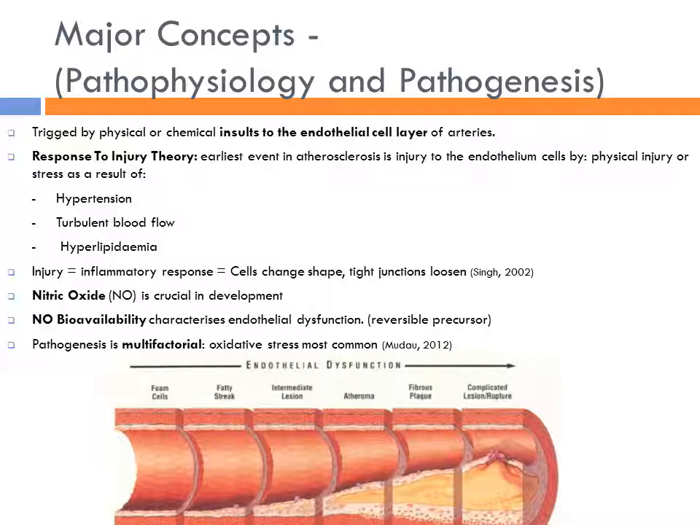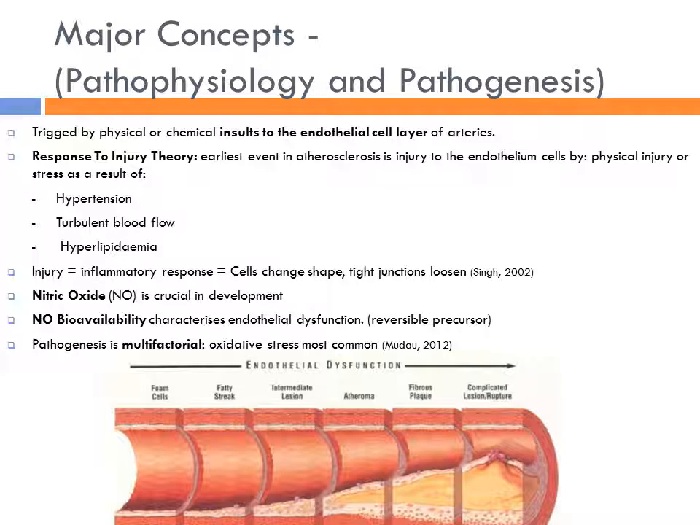Studies also discuss nitric oxide being crucial in determining whether atherosclerosis will develop or not. Nitric oxide bioavailability also characterizes endothelial dysfunction, which is now recognized as a reversible precursor of atherosclerosis. Consequently, these cause an inability of the endothelium to initiate vasodilation.